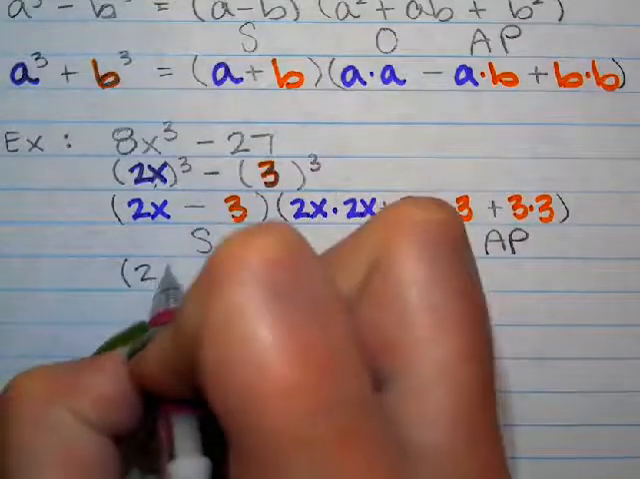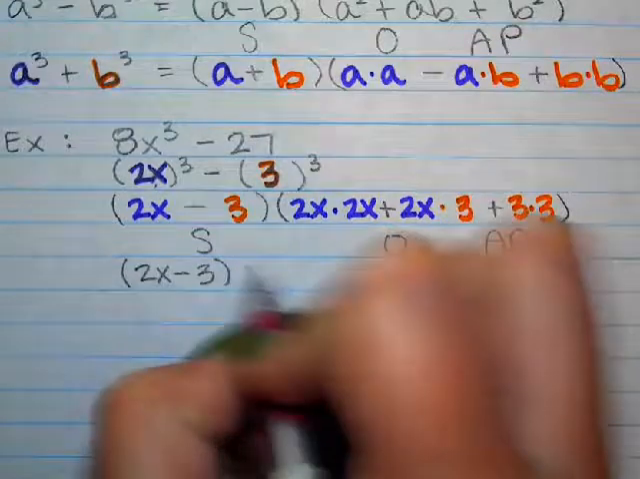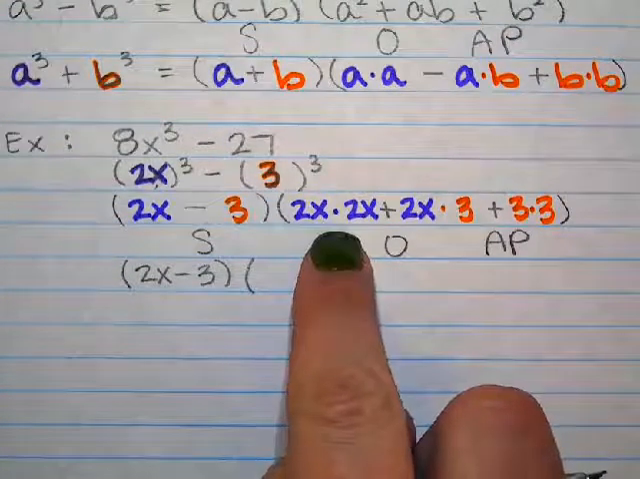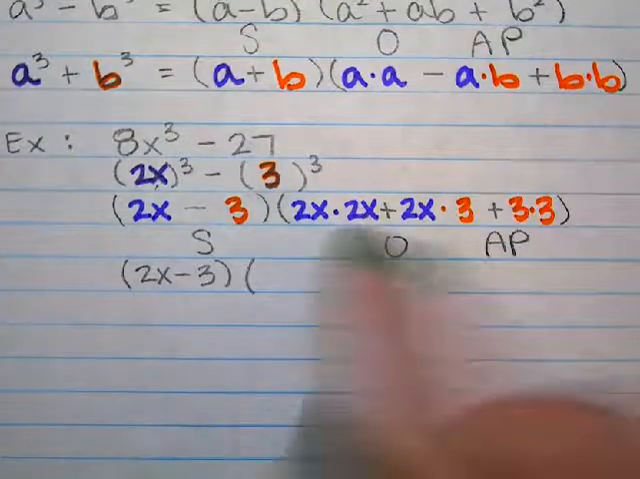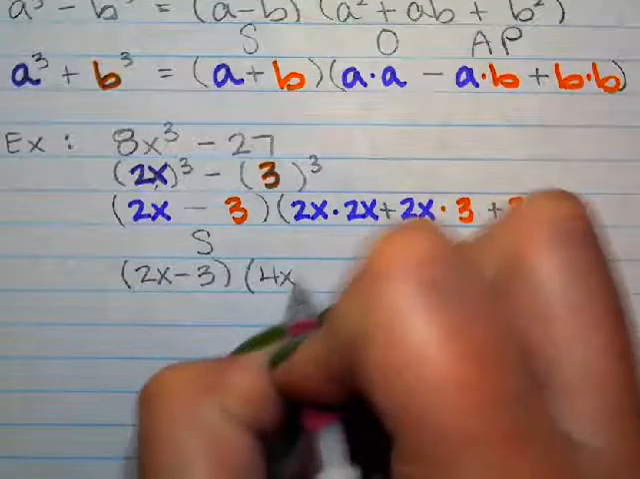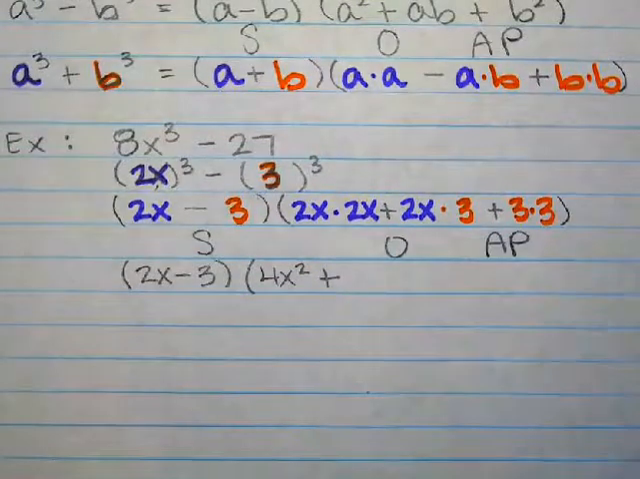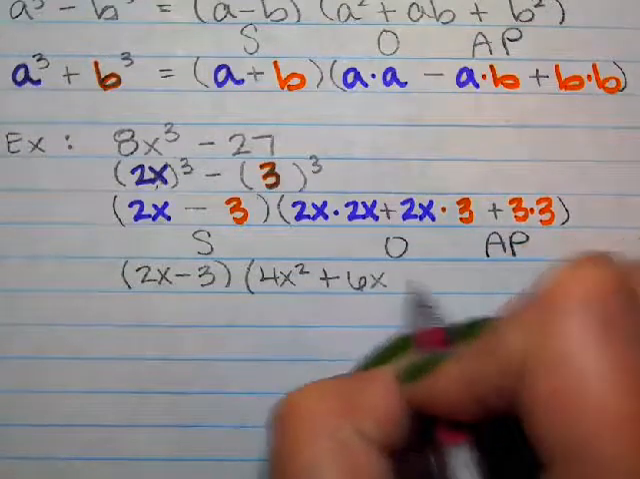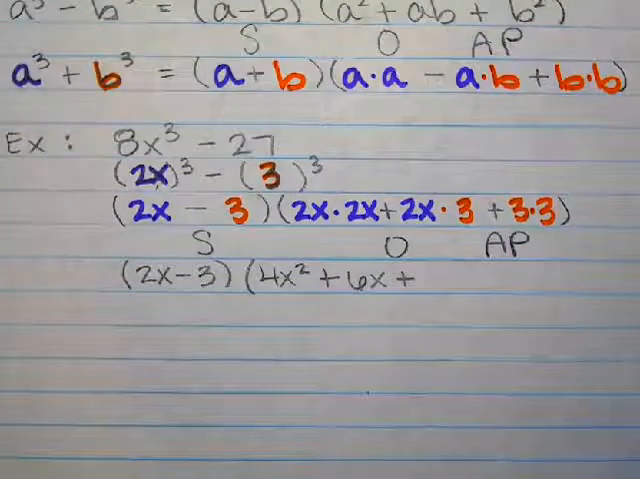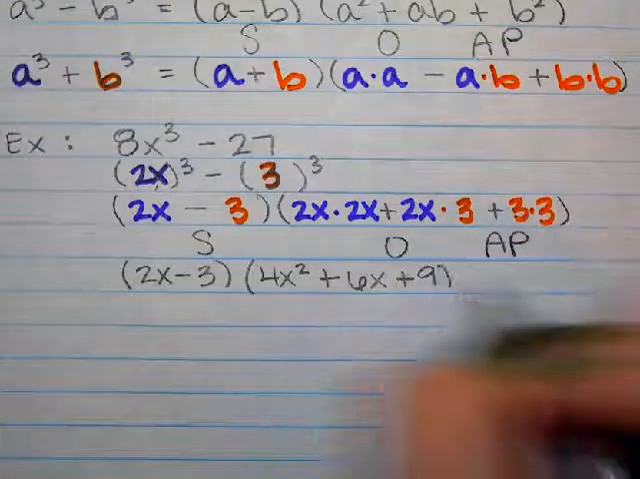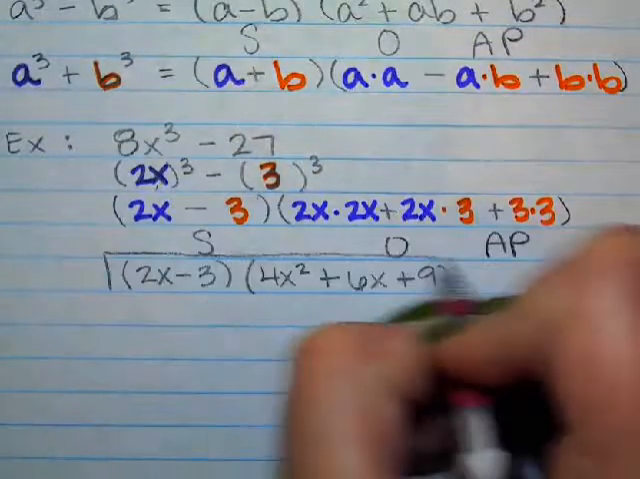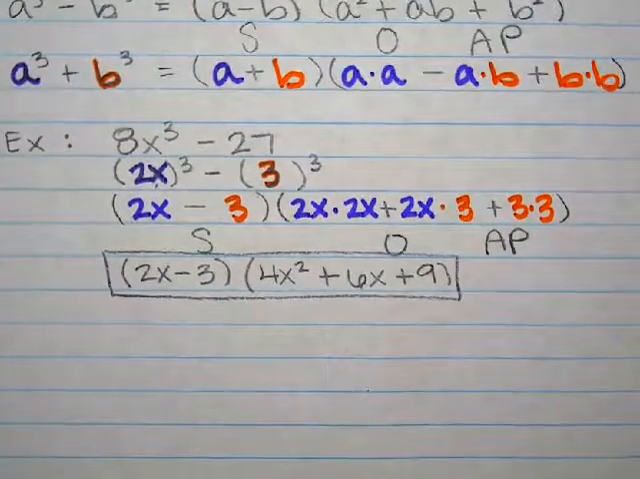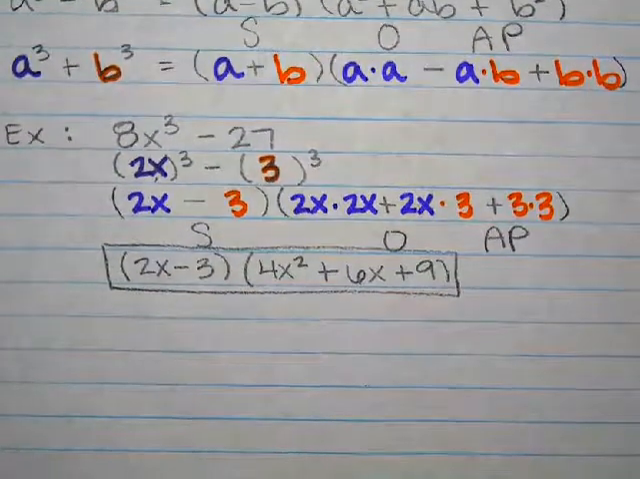2x minus 3. What is 2x times 2x? 4x squared. Plus, what is 2x times 3? 6x. Plus, what is 3 times 3? And we're done. That's it. Beautiful. Okay, next example.